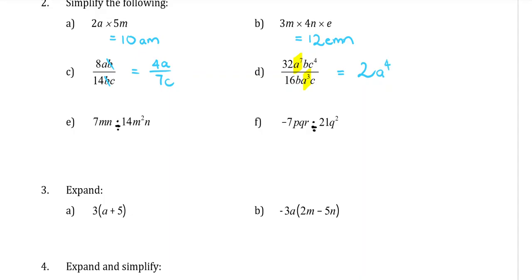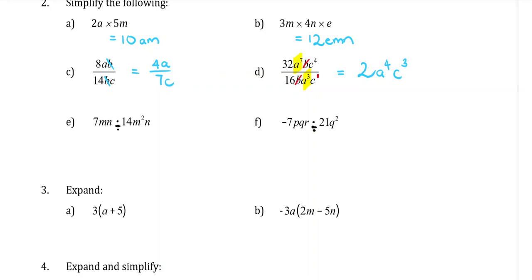Then looking at the b's, we have one b on the top and one b on the bottom, so they're going to cancel out completely. And the c's, we have 4 on the top and 1 on the bottom, so again let's subtract those powers. 4 take away 1 is 3, so it's c to the power of 3.